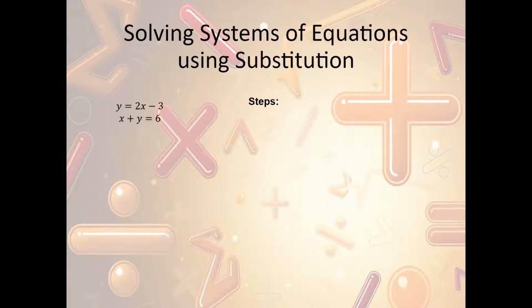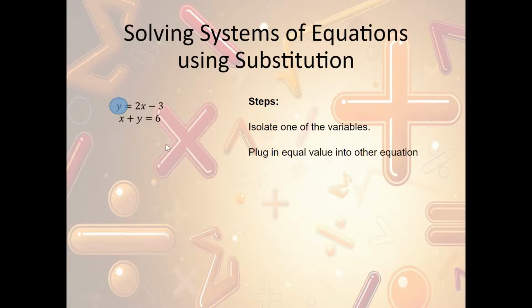Now let's talk about how we can solve these systems using substitution. So we have two equations here, y equals 2x minus 3, and x plus y is equal to 6. The first thing we're going to do is isolate one of the variables, which means we're going to get one of the variables by itself on one side of the equal sign. Well, the nice thing is we already have that right here. We have y isolated. So we know that y is the same thing as 2x minus 3. So what I'm going to do is plug in the value on the other side for y into the other equation. So I have x plus y is equal to 6, but y is really equal to 2x minus 3. So I'm going to plug that in.